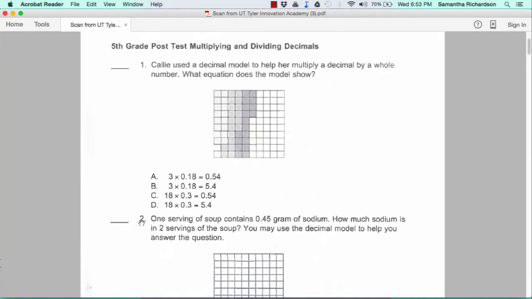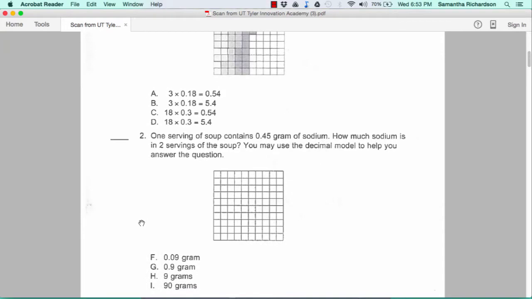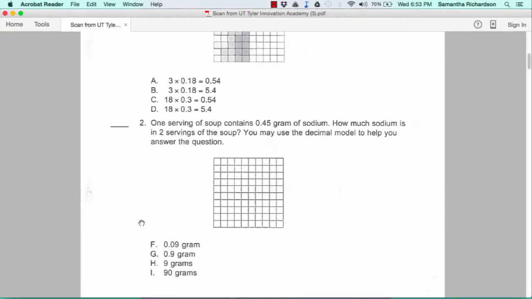Number 2. 1 serving of soup contains 0.45 grams of sodium. How much sodium is in 2 servings of the soup? You may use the decimal model to help you answer the question. F. 0.09 gram. G. 0.9 gram. H. 9 grams. I. 9 grams.